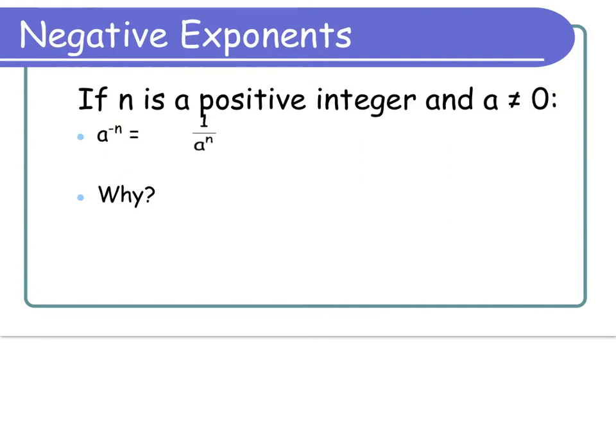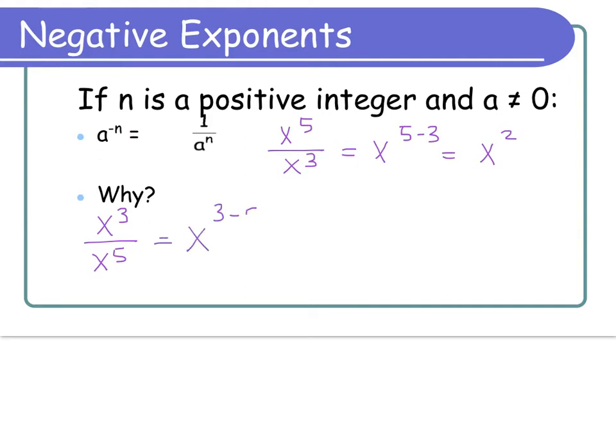So why does this rule happen? It all goes back to that quotient rule and crossing out pairs of x's. So we saw a few slides ago that if we had x to the fifth divided by x to the third, we would subtract the powers and get x squared. But what would happen if that was the other way around? What if we had x to the third divided by x to the fifth? When we subtract, we would get x to the 3 minus 5, so we'd get x to the negative 2.